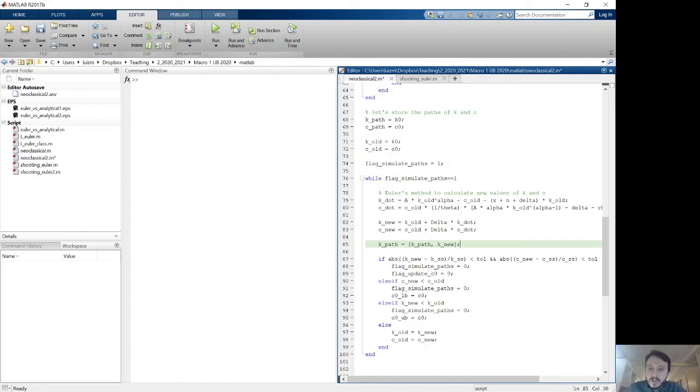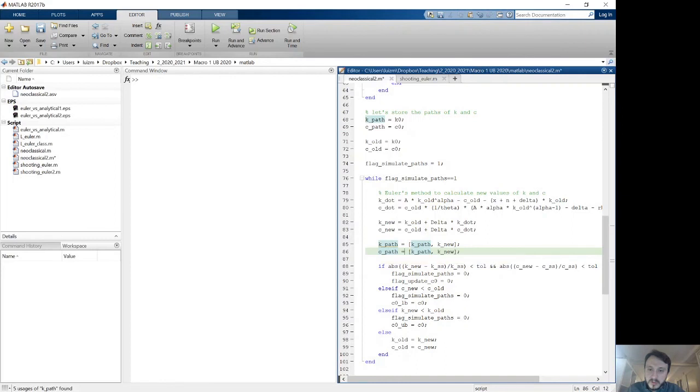So when we do this, we are saying to MATLAB, look, I want to define k path as a vector where all the first entries are the same as the ones in k path, and then I will add a new column which is k new. So we do this for capital and for consumption.